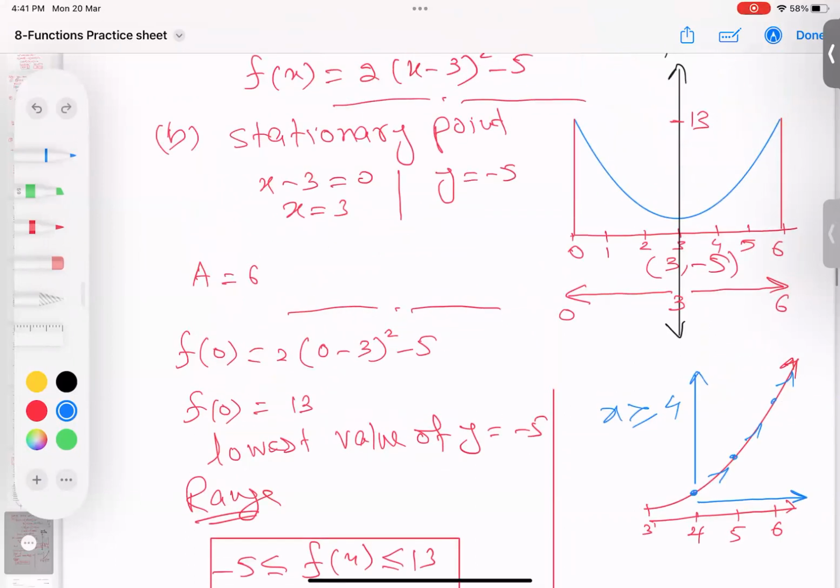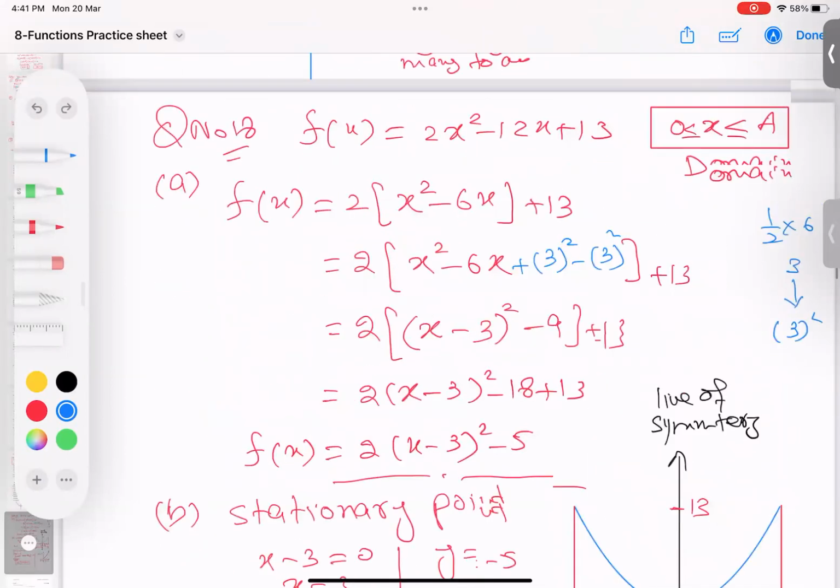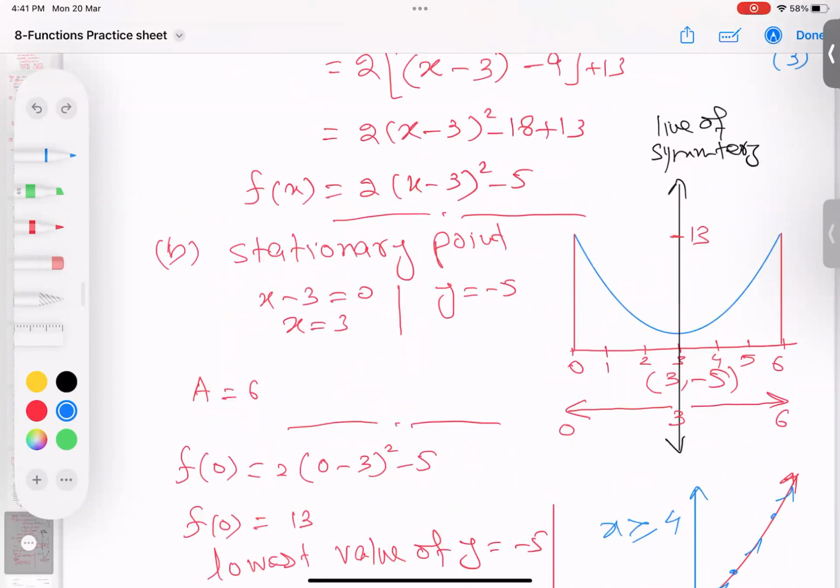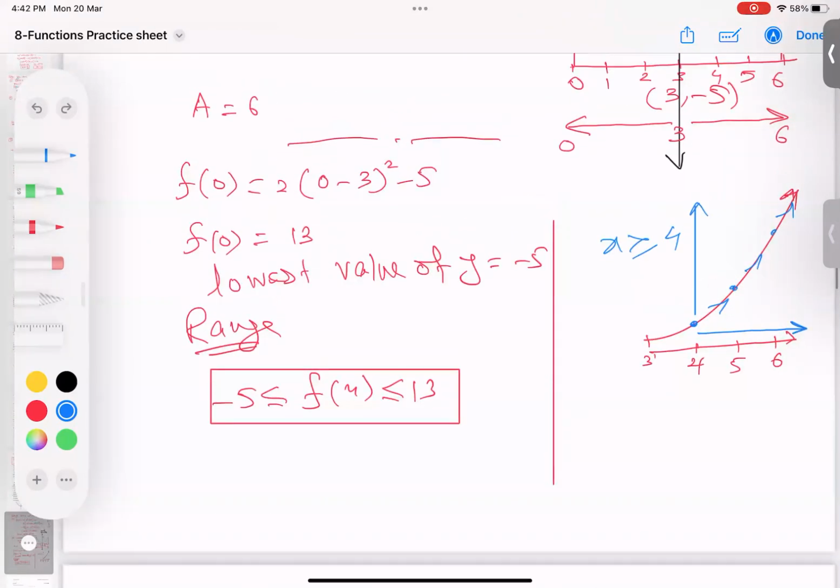Look here, whenever a turning point lies there, there's no more inverse function. For example, in the domain 0 to 6, the problem is that the curve has a turning point. If it has a turning point, there's no one-to-one function. But now in this situation, your domain is x bigger than or equal to 4. And what's the range, students?